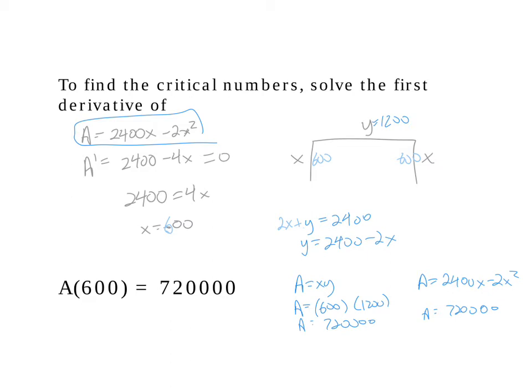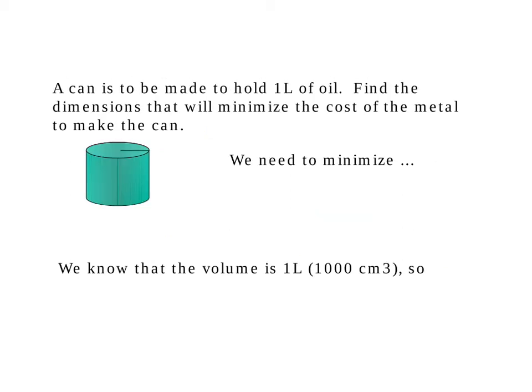So the issue with these questions is write your area formula, figure out the perimeter, substitute the perimeter into the area, and then do your derivative and solve from there. Let's look at one more example.